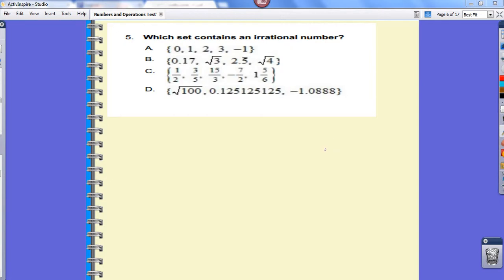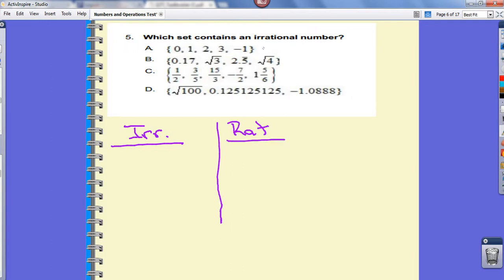All right, question number 5 of the number and operations test. Which set contains an irrational number? Now here we've got to remember, what's the difference between a rational and an irrational number? Characteristics of irrational, remember, is either, I'm going to put ir and then rational.